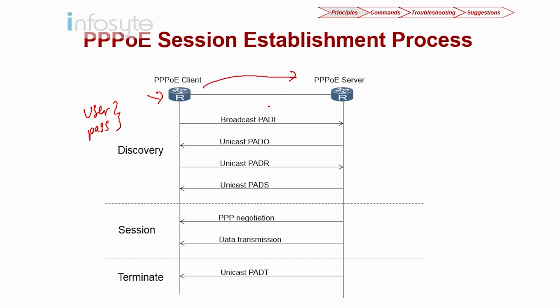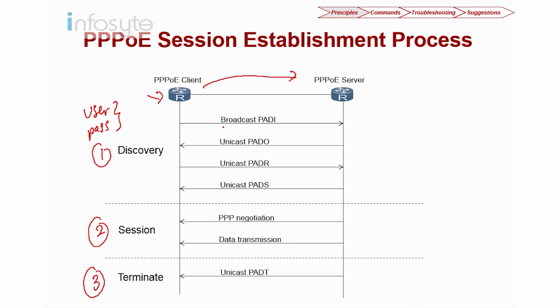Now exactly how does this process work? We have three phases here. First is the discovery, that's the first process. Once the discovery process is done, it goes into the session, and if, let's say, you want to terminate it, we have a termination process. Now let's look into the first process here.